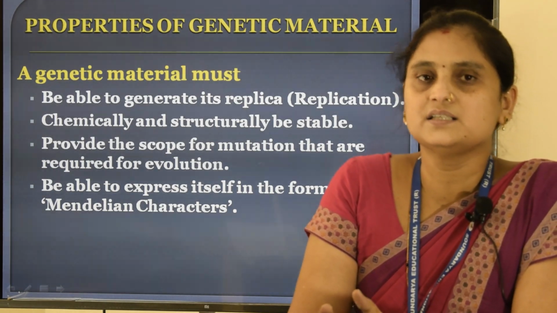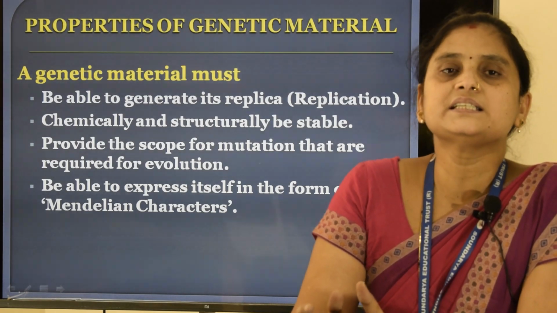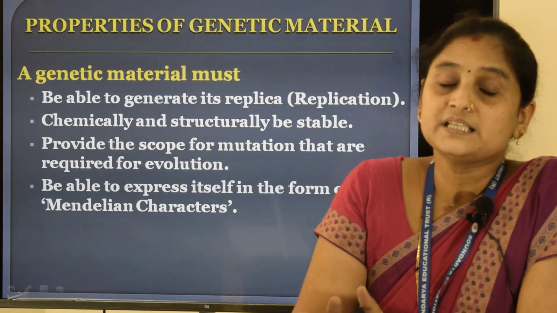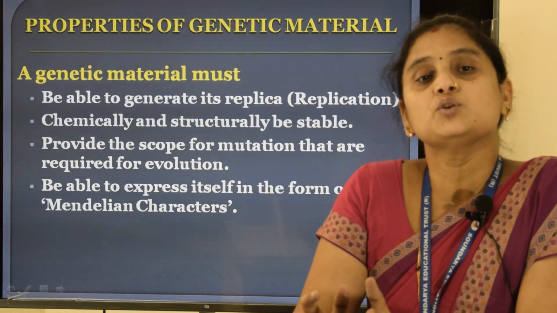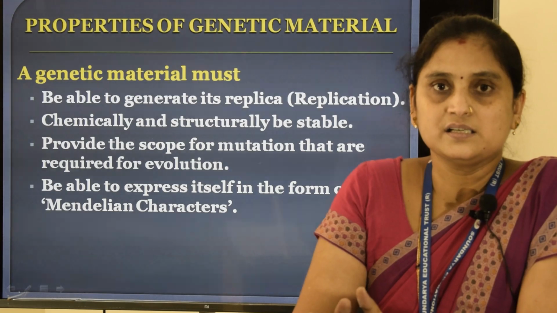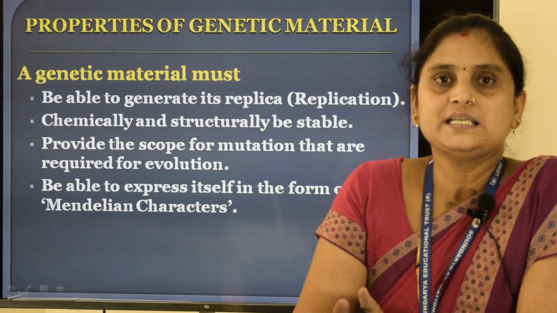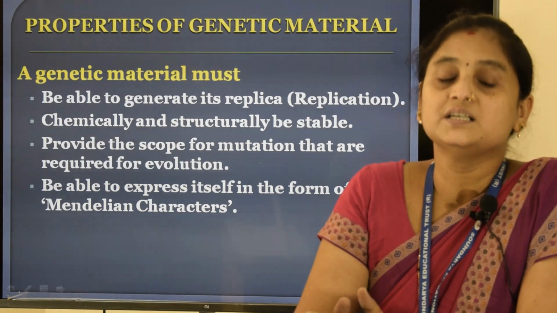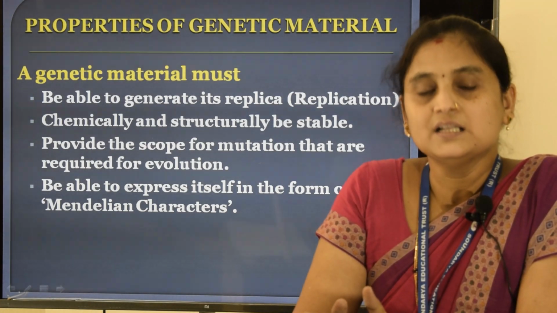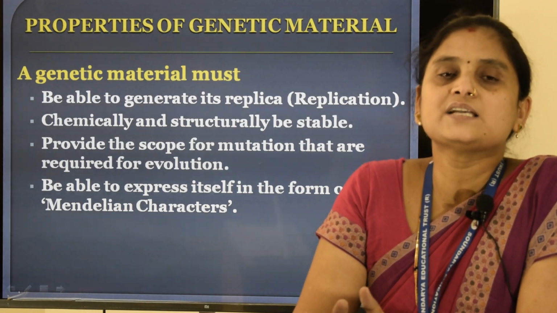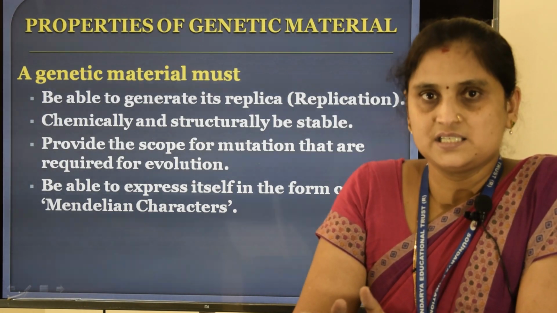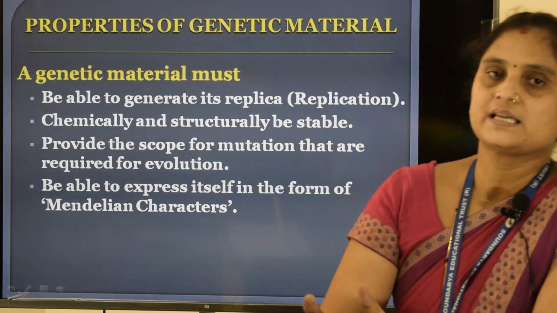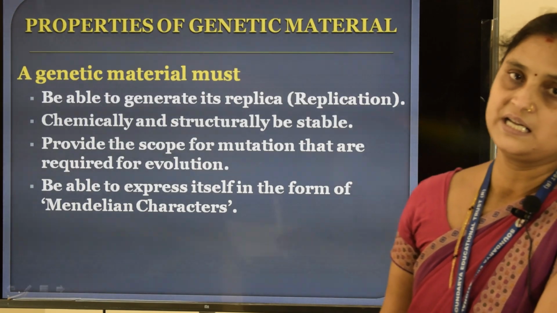Once we knew that DNA is the only genetic material, why do we have to consider DNA as the only genetic material, even though some viruses have RNA as their genetic material? Why do we have to strongly believe that DNA is the only genetic material? The reason is that DNA satisfies certain criteria, which are called properties of genetic material. Now let us recall what the properties of a genetic material are.